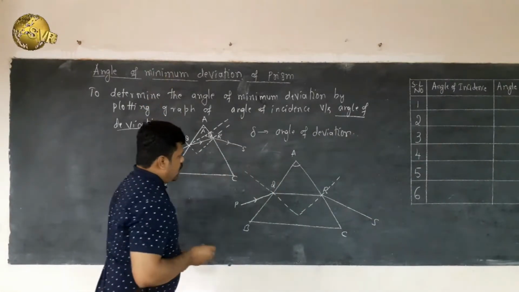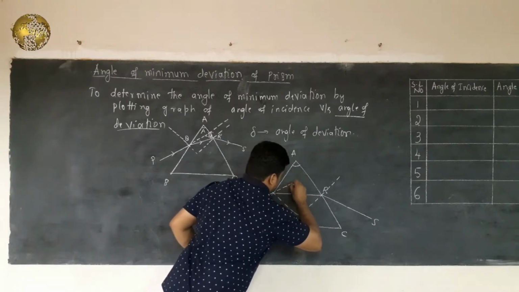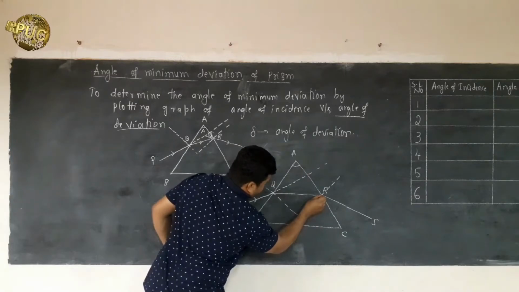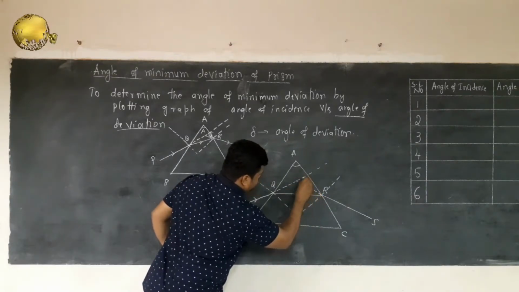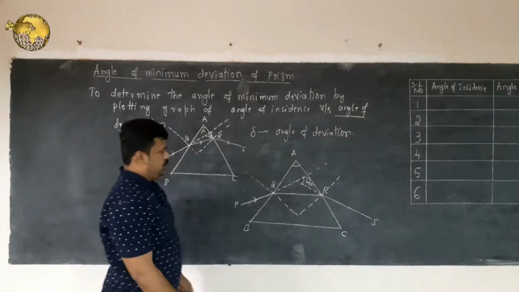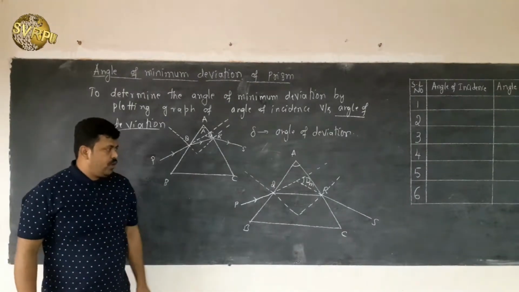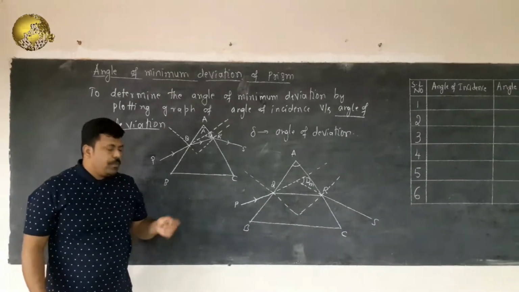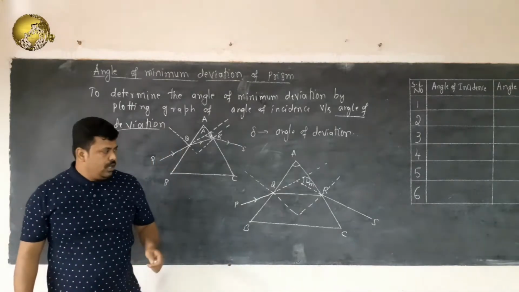Let's take the undeviated incident light and the retraced emergent light. This becomes the angle of deviation, that is Dm. In this experiment, our aim is to find this angle of deviation for a particular angle of incidence to get the angle of minimum deviation.